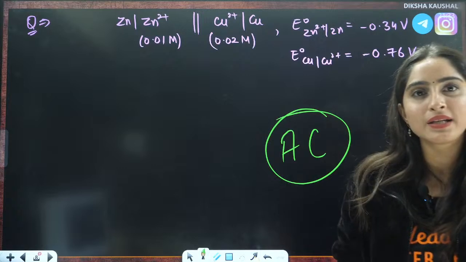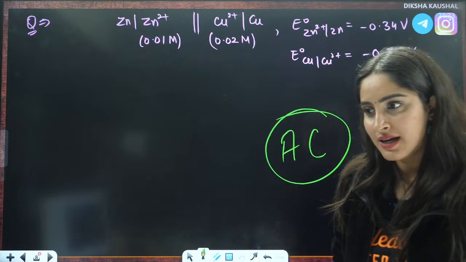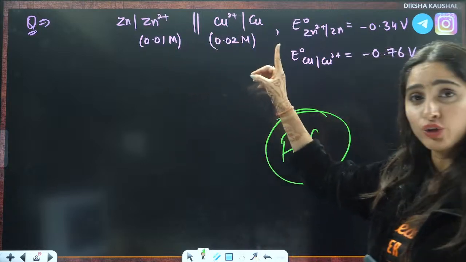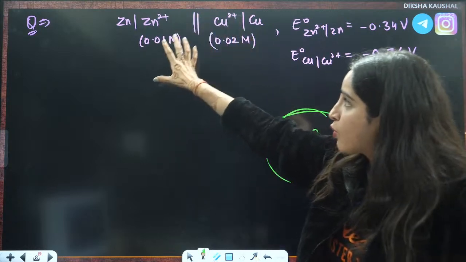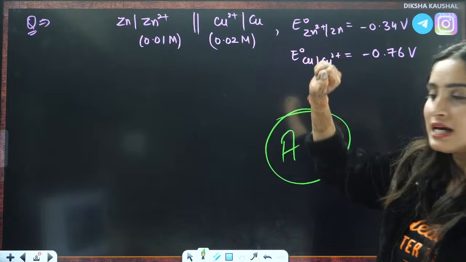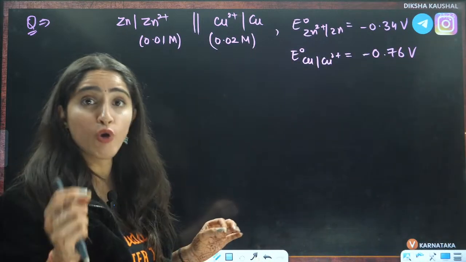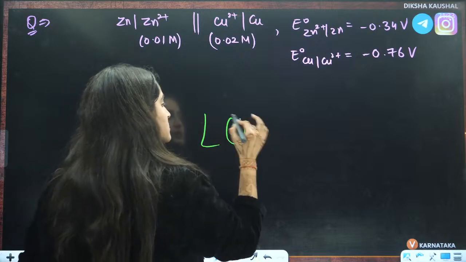AC. Do you remember this? I told you in the last lecture, right? AC. What is AC? AC is anode and cathode, right? This is your anode side, this is your cathode side, right? So AC, right? Oxidation, anode, or you can just remember this thing, LOAN.